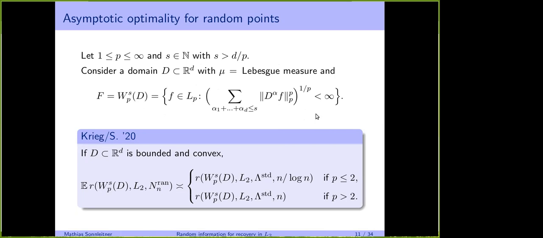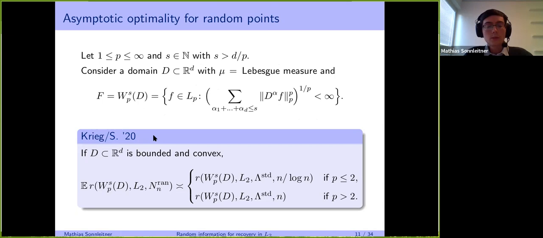And then together with David Krieg, we proved a characterization for the radius of information, which yields for a bounded and convex domain that the expected radius of random information for the L2 recovery problem behaves asymptotically like the nth minimal radius, where the n is n over log n, if p is at most 2, and is asymptotically as good as n optimal measurements if p is greater than 2.